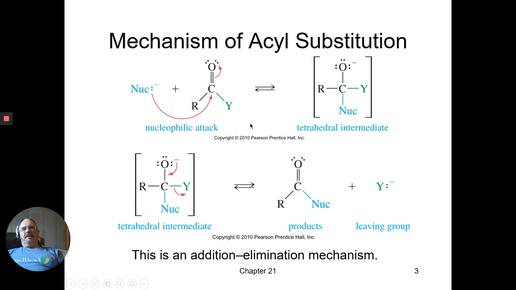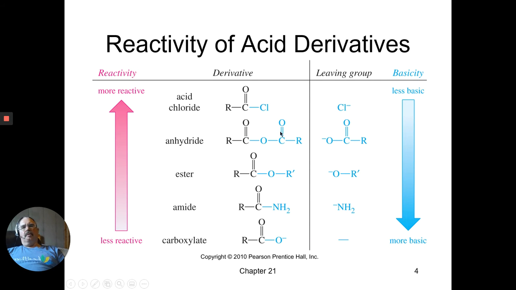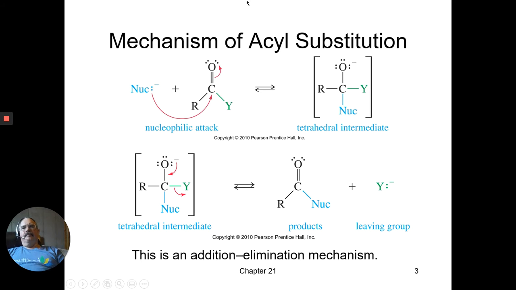Unlike aldehydes and ketones, where the nucleophile attacks and oxygen gets protonated, in this case we go through this tetrahedral intermediate. Oxygen pushes down and it kicks out the leaving group. Okay, so we restore the carbonyl, but we have a different group present.